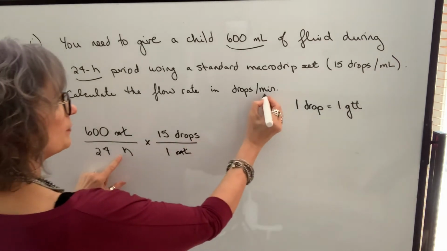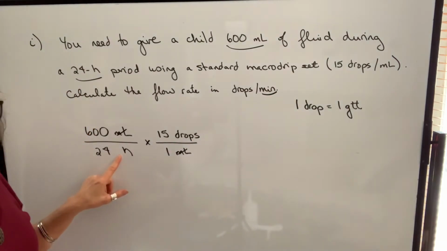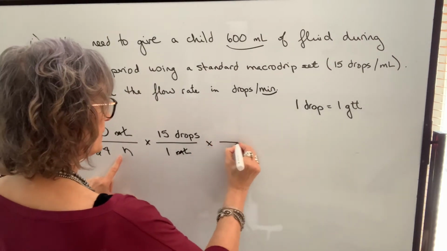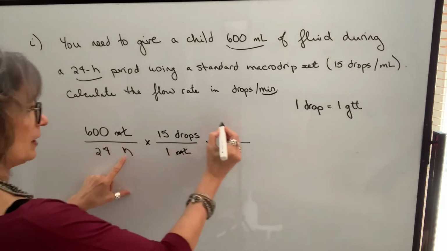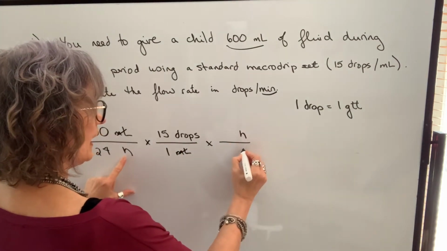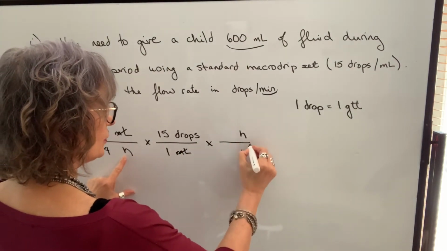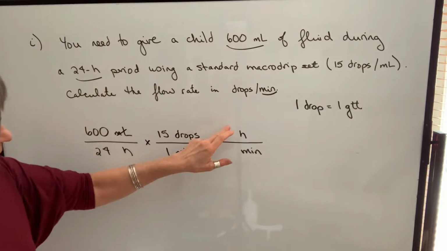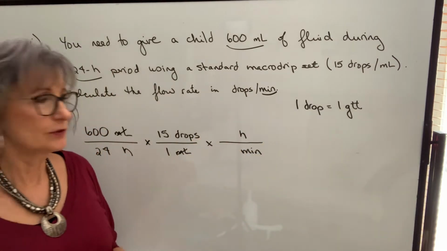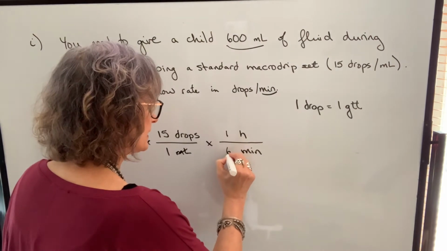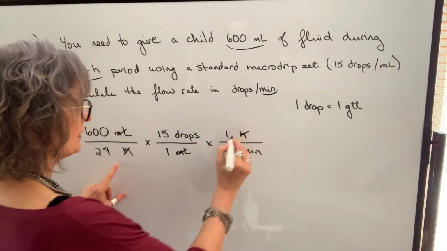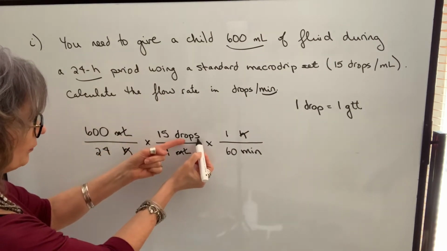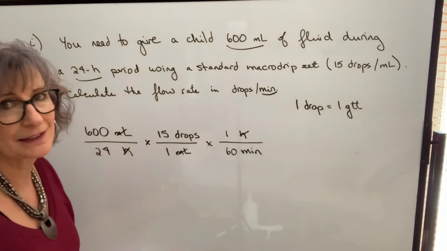Now I don't want per hour, I want per minute. So I'm going to use dimensional analysis to change from hours to minutes. And what I do is I put hours in the numerator and minutes in the denominator. These have to be equivalent, so I know that 1 hour is 60 minutes. That allows me to cancel hours, and notice that my unit that will be left is drops per minute.